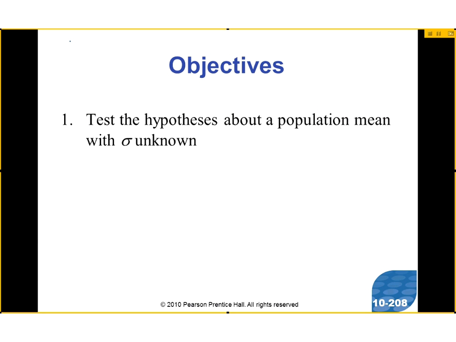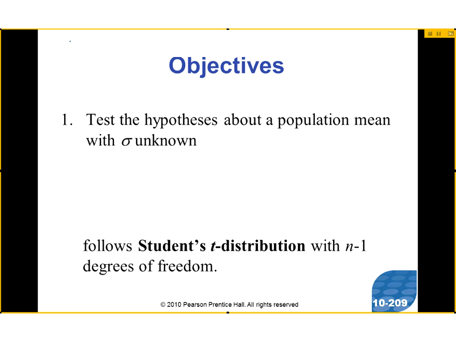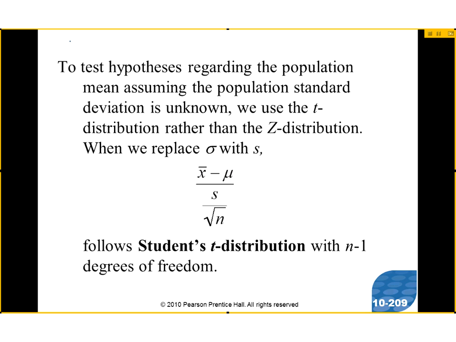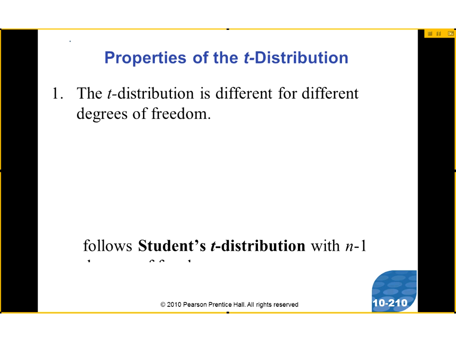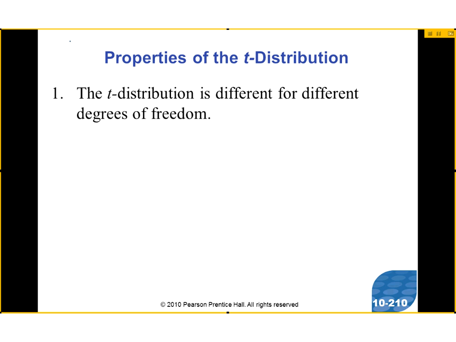So our objective is to test hypotheses about a population mean with sigma unknown. So to test hypotheses, we're going to use the t-distribution rather than the z. In terms of calculating our test statistic, the only thing different is that we replace our sigma with our s, and this follows the student's t-distribution with n-1 degrees of freedom. The big thing about the t-distribution is that the critical value will change depending on the degrees of freedom.